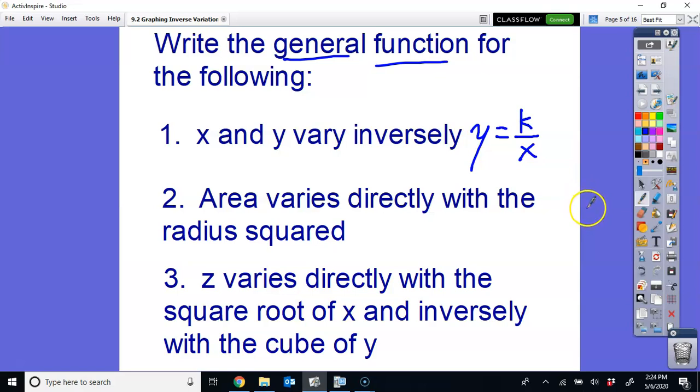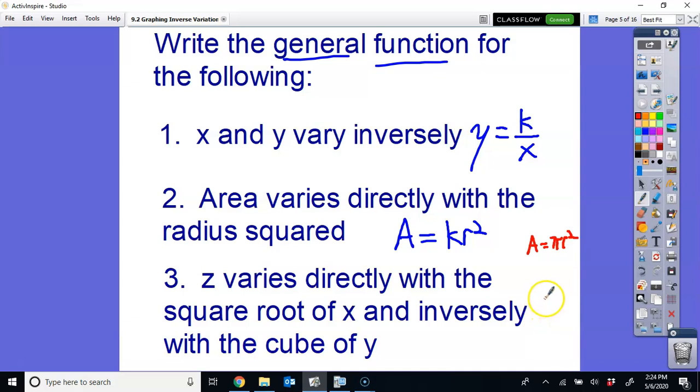Number 2, area varies directly with the radius squared. So this goes back to that direct variation, which means some constant times the variable. So this would mean area equals a constant times the radius squared. We don't know what the constant is, although some of you might be able to guess that it's pi r squared if you realize that that's the area of a circle. But a constant number times the radius squared gives me the area. That's what direct variation means.